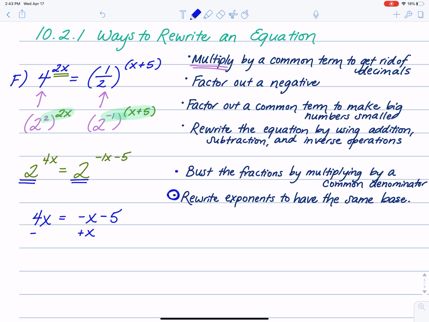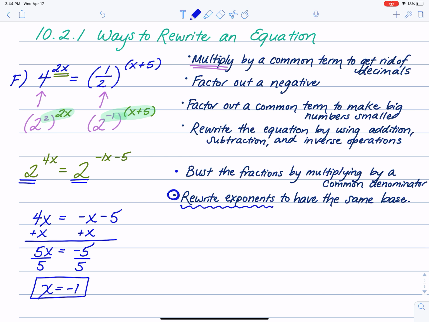We're going to move all the x's onto one side. Divide by that coefficient. And voila, there's our final solution. And all of this is rewriting exponents to have the same base so that, again, we can set the powers equal to each other. And that is all of the different ways to rewrite an equation for our Algebra 1 work.